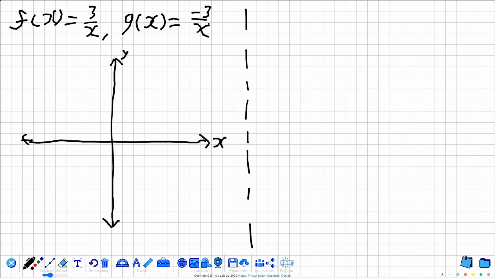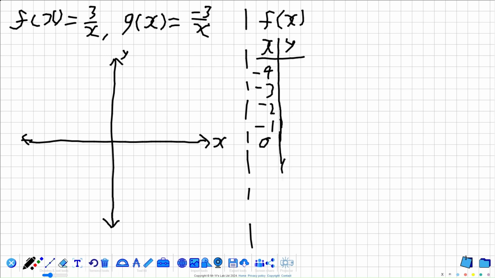So for f of x, let's create a little table here, and we've got x and y. We'll put in a few different values ranging from negative to positive, so maybe I'll start with negative 4, negative 3, negative 2, negative 1, 0, and it's going to need to be longer, isn't it? 1, 2, 3, and 4.